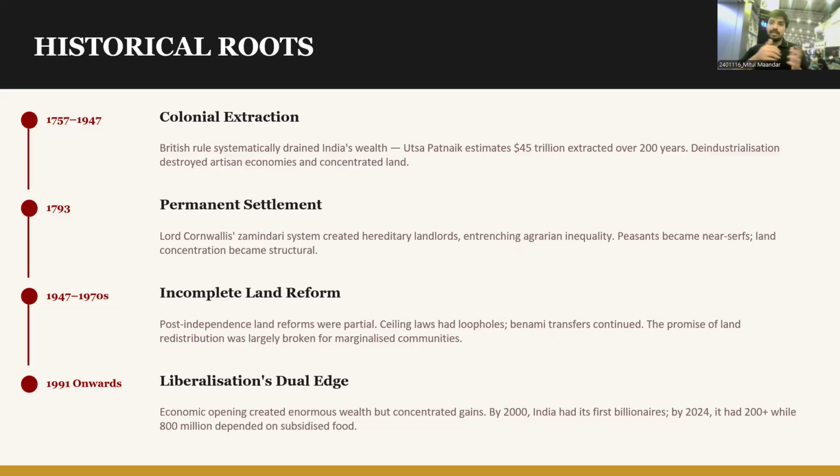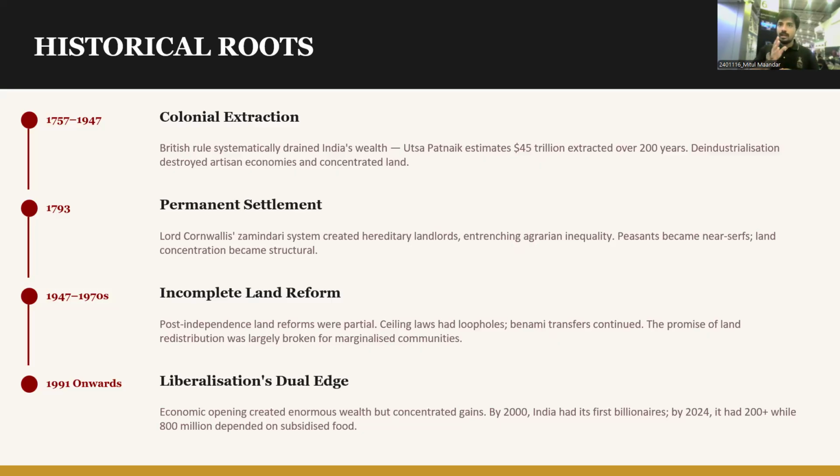Extraction in India is estimated by some at 45. Second, the government sector. Zamindari created hereditary landlords, with all the lands held by a family, which was very unequally used. Third is the incomplete land reform.